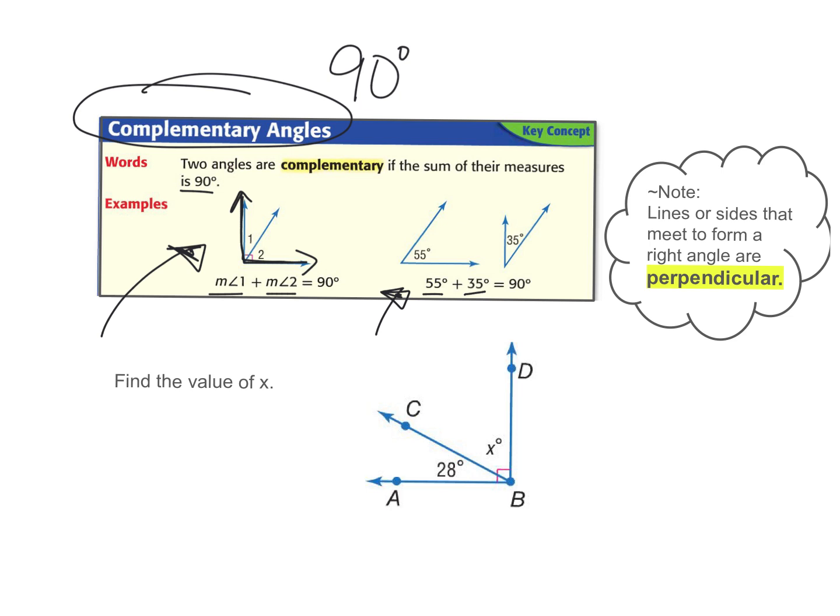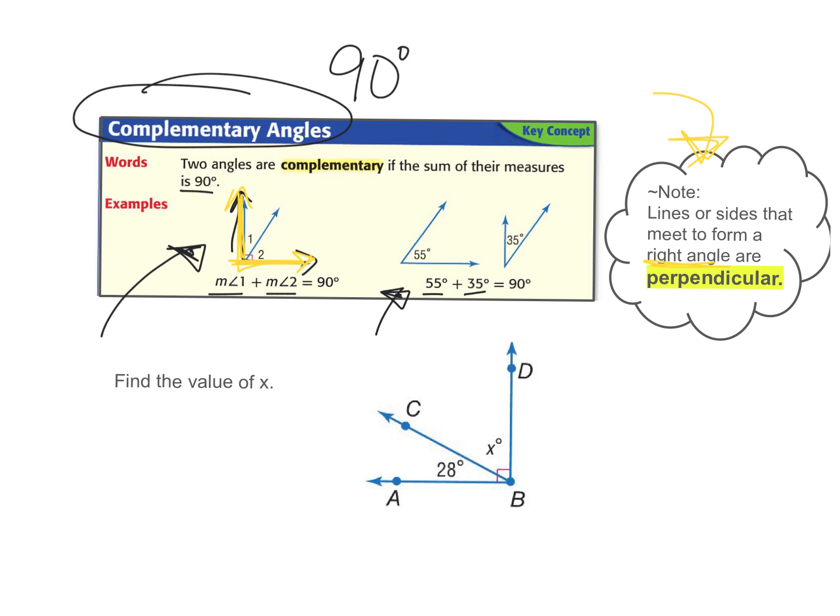If we go back to our right angle, right here that I'm outlining in yellow, if they meet to form a right angle, then those two lines are perpendicular. So a right angle has perpendicular lines.